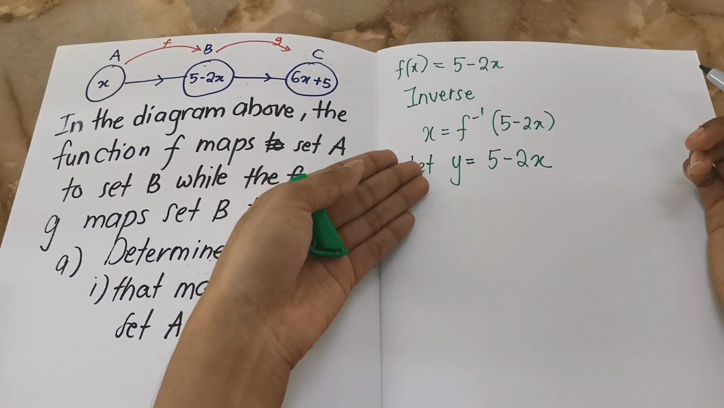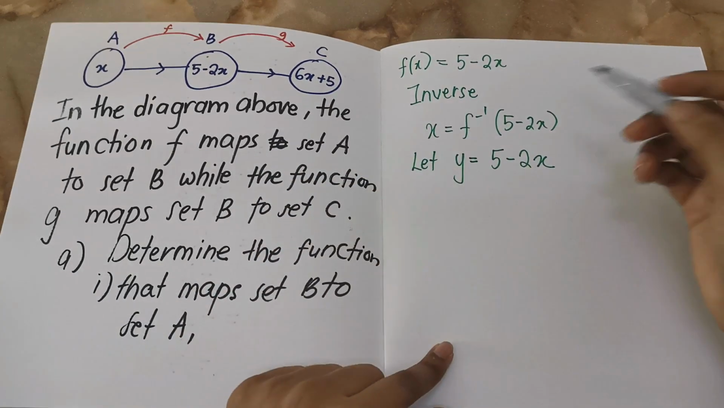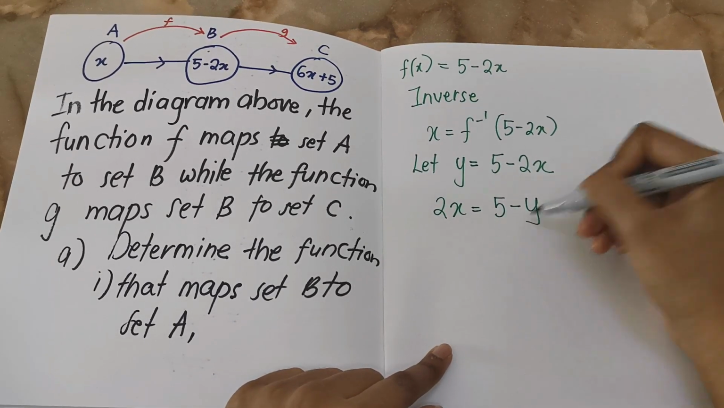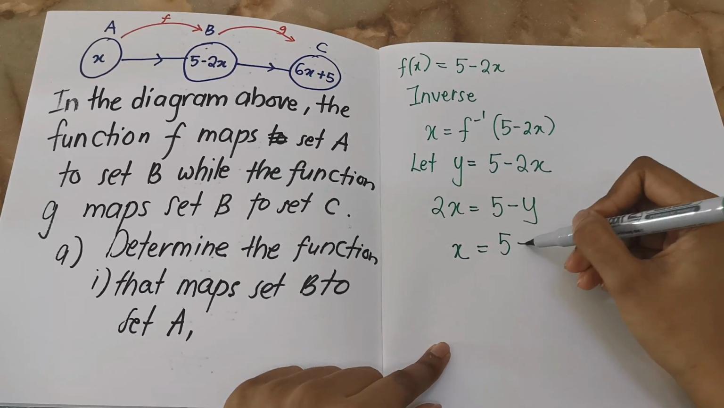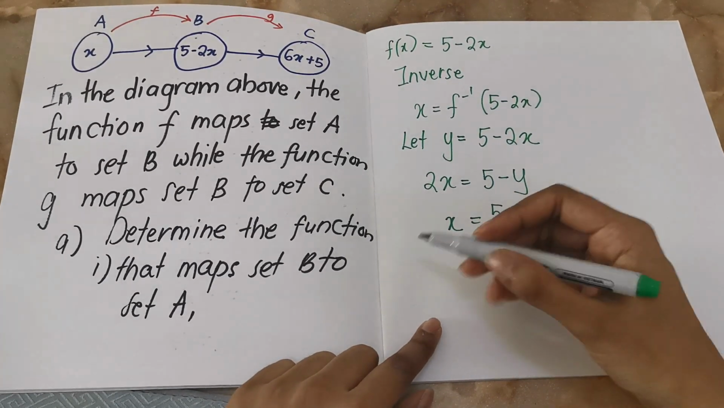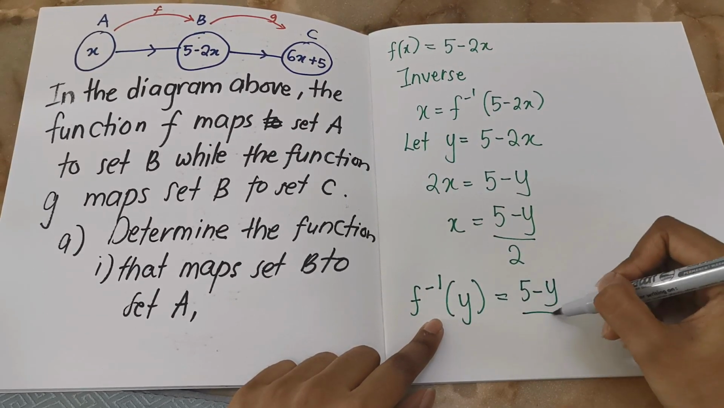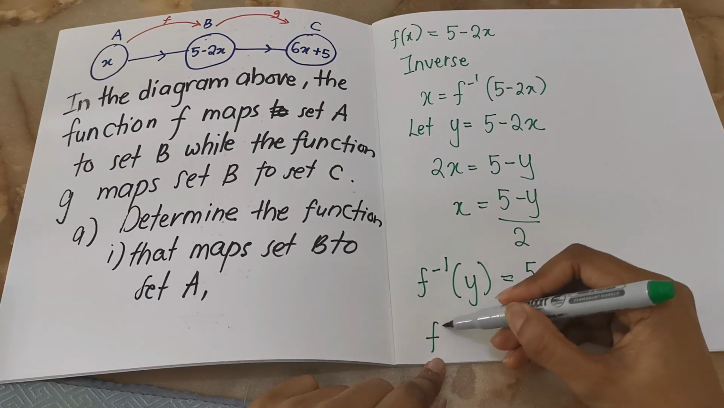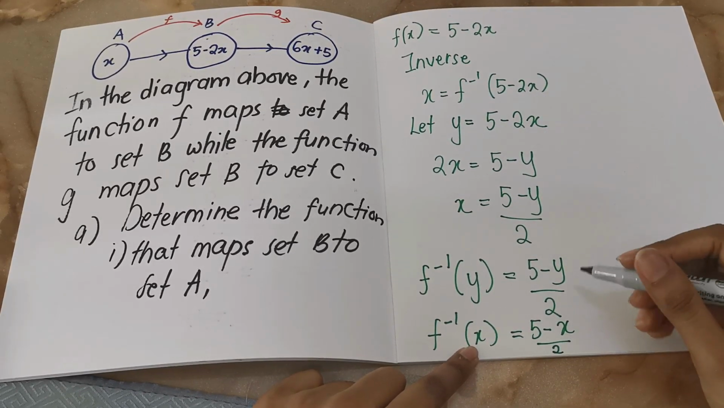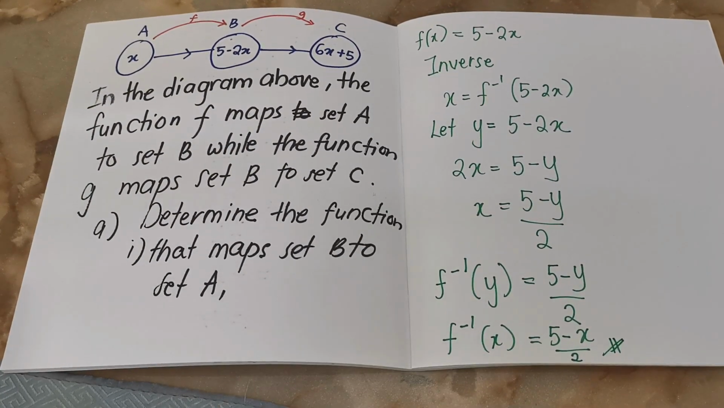So now the y is on the left side, and we're going to solve this until we find x on the left side. So we bring the x over. It becomes 2x equals 5 minus y, and x becomes 5 minus y divided by 2. So actually this is our inverse already. We write the inverse of y is 5 minus y over 2. Change the y to x. So the inverse of x is 5 minus x over 2. So the function that maps set B to set A is this. So we already found our answer.